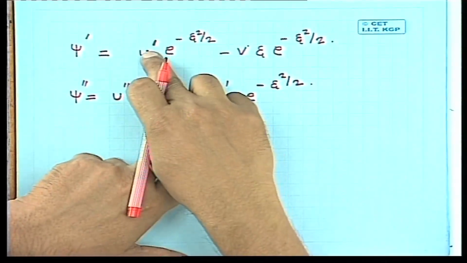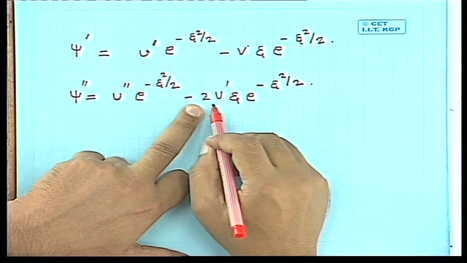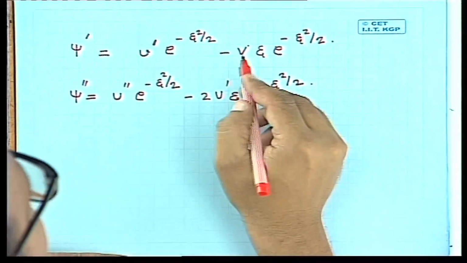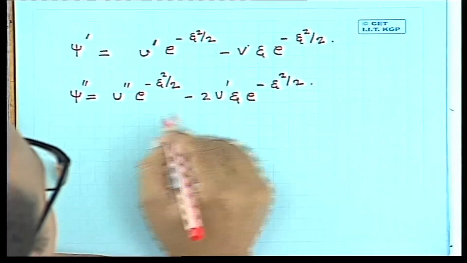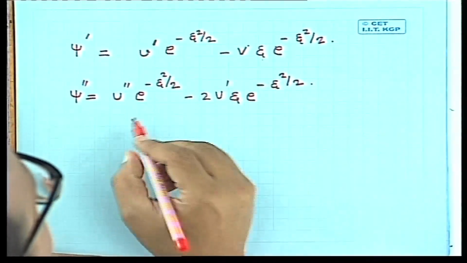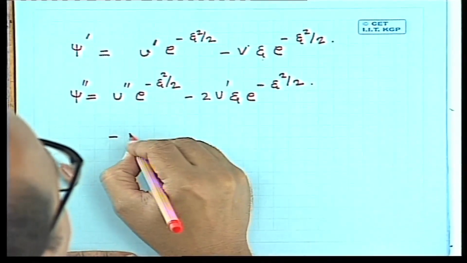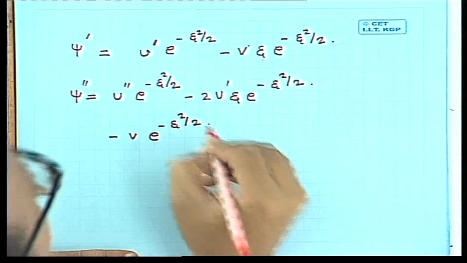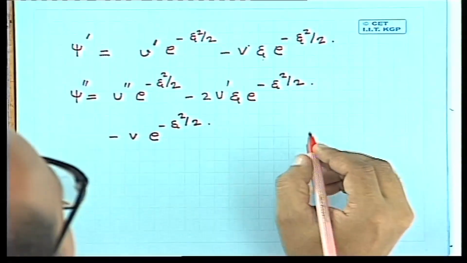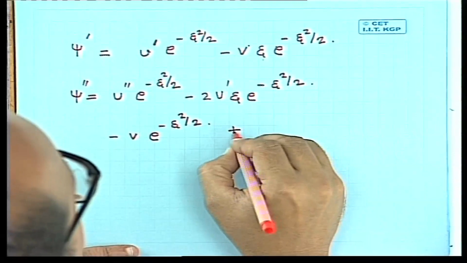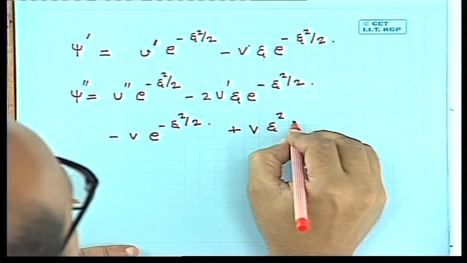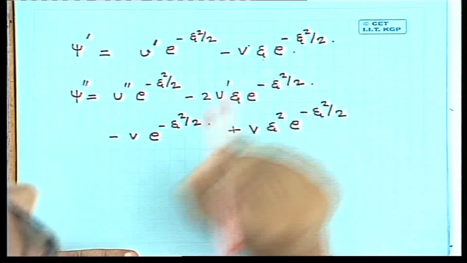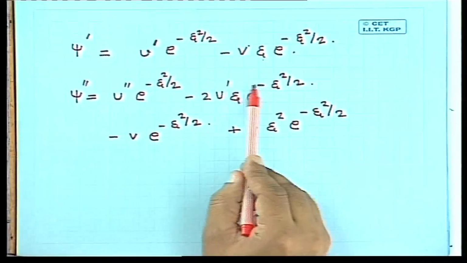One of these arises from here when you differentiate this. The other one arises when you differentiate this. So we get minus 2 here. And then we have one term when I differentiate the xi over here, which gives us minus v into e to the power minus xi square by 2. And then I have another term which is plus v xi square e to the power minus xi square by 2. This is when I differentiate this. So the second derivative of psi has all these 4 terms.